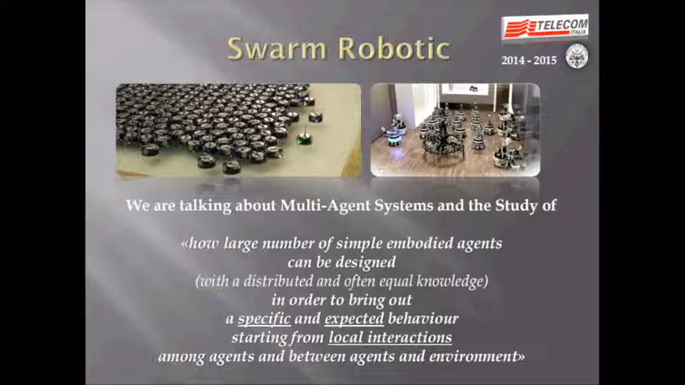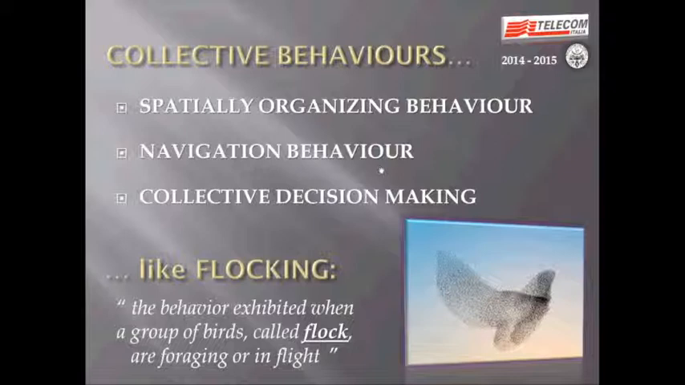So swarm robotics can be realized as a multi-agent system with the use of collective behaviors. We can find three kinds of behaviors in swarm robotics. Spatially organizing behaviors in a pattern and in chain formations. And this spatial organization is even helped with the navigation behavior, like flocking.